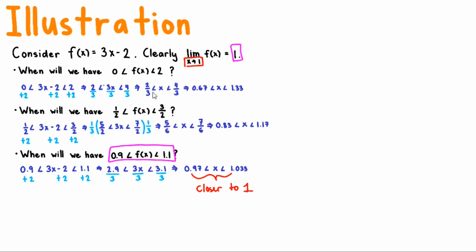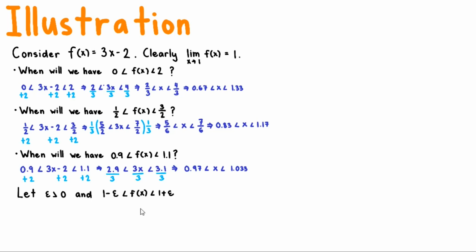Now let's try to generalize this idea. Let epsilon, which is a Greek letter, be greater than 0, or let epsilon be a positive real number. Then in general, we have f of x between 1 minus epsilon and 1 plus epsilon. So essentially, this is like this part: we have f of x between 1 minus 1 and 1 plus 1.